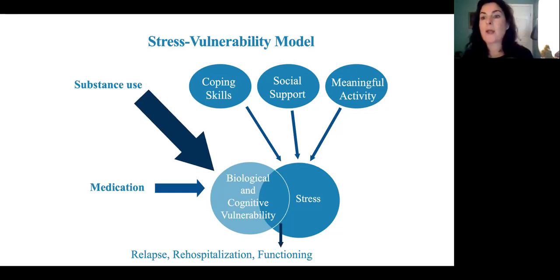And that is a way to impact the consequences of the biological vulnerability, right? So voices, conceptual disorganization, those kinds of symptoms can be impacted positively by medication, right? Notwithstanding the physical side effects, that's different.